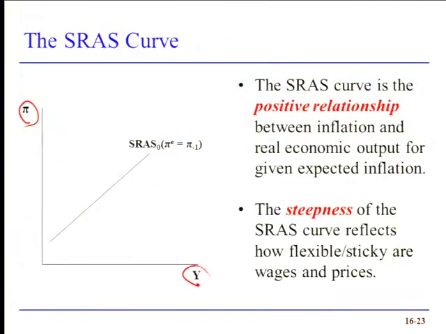Positive relationship between inflation and economic output. As you increase economic output, inflation rises, for a given expected inflation. Remember, you cannot draw a short-run aggregate supply curve without knowing what expected inflation is. We are continuing to use, and will for another couple of weeks, adaptive expectations for inflation expectations. So we're not going to change anything that we've done. The steepness of the short-run aggregate supply curve reflects how flexible or sticky wages and prices are. The more flexible, the steeper the short-run aggregate supply curve.